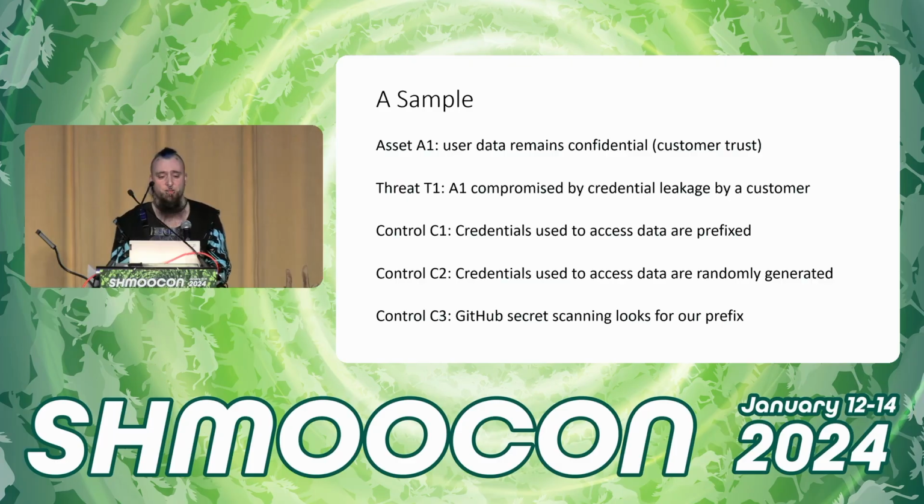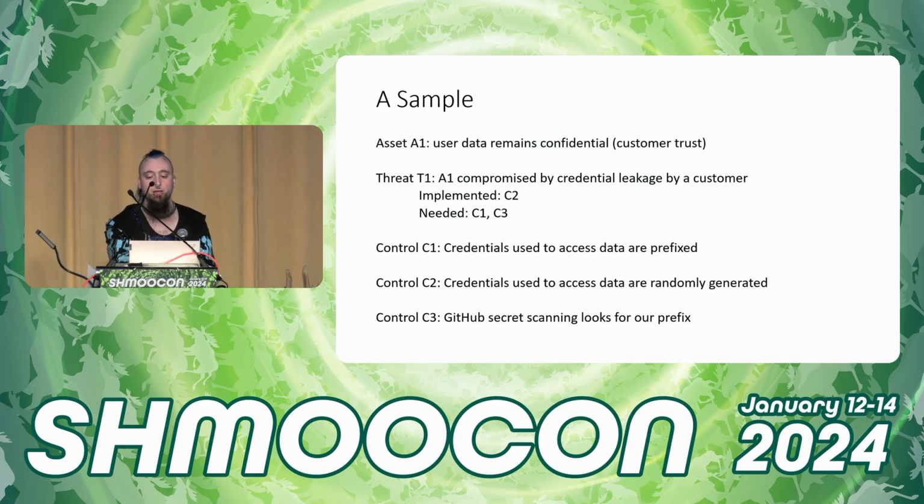And just by doing these 3 things, I can actually go beyond just, hey, it's a shared responsibility model, bro, I don't know what to tell you, to actually helping our customers ensure that the user data remains confidential, which protects customer trust, which was in our values. That's how user data remains confidential becomes an asset. So we say, okay, well, we did randomly generate them, but Control C1 and Control C3 yet to be done.